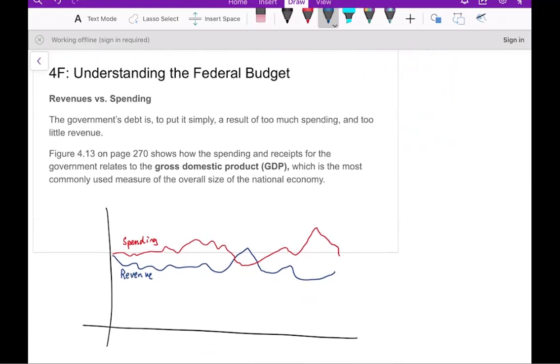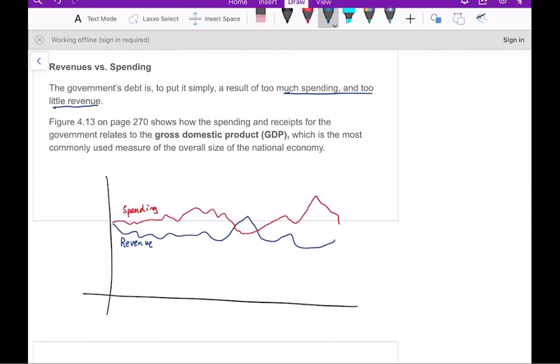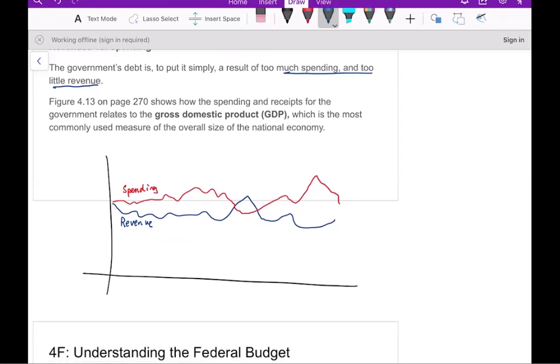Okay. Now, of course, we can talk about revenues versus spending, because the reason why the government's debt is as large as it is is that it's a result of too much spending and too little revenue for too long a time. Right? Now, there's a figure in the textbook that shows how spending and receipts for the government relate to what's called the gross domestic product, which is the most commonly used measure of the size of the national economy. And you can see that similar to the previous graphs, in most of these years our spending is above the revenue, which would contribute to accumulating a deficit in that year or accumulating debt over time. Right, so that's sort of the idea behind that graph.